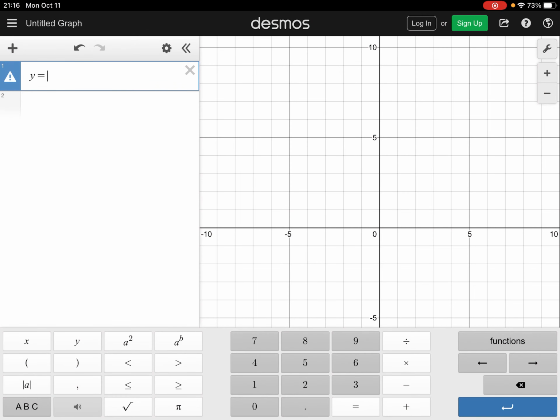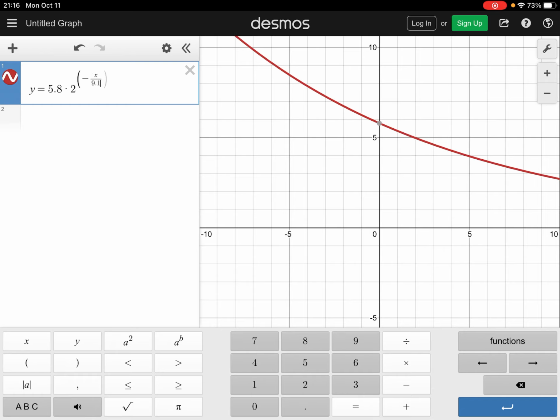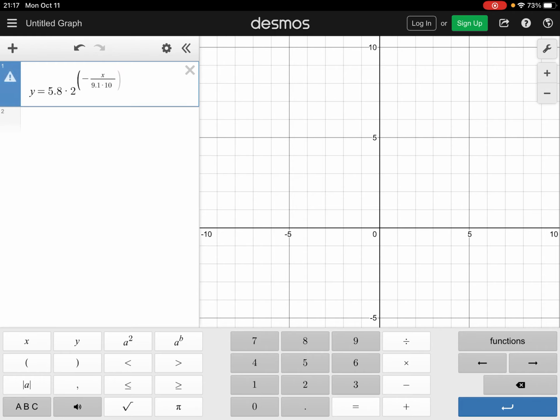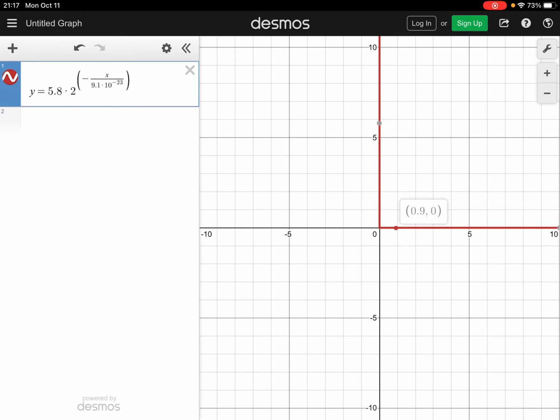So y equals 5.8 times 2 to the power of, I'm going to put brackets around, negative x divided by, what was it, 9.1 times 10 to the power of negative 23. Yep, that's what it's supposed to look like. It looks like a square. That's because it's going very, very steeply down.